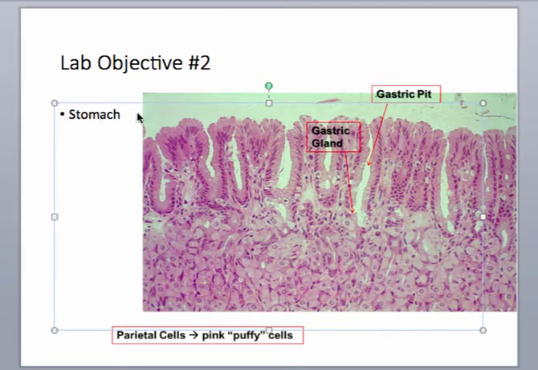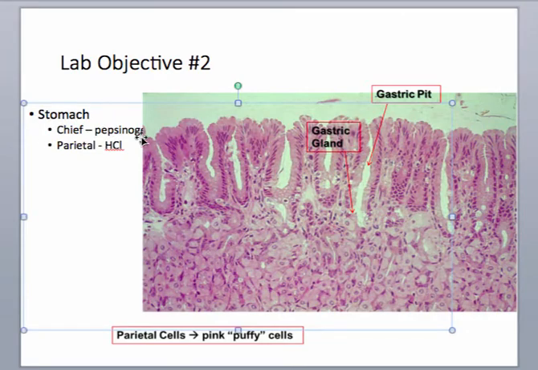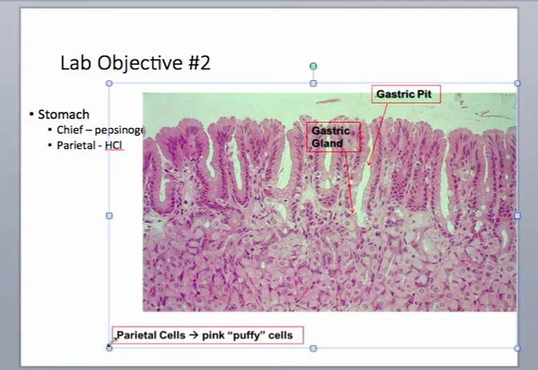The different cells that we see in the gastric glands, which are going to be at the end of the pits, we're going to have chief cells, which secrete pepsinogen, and parietal cells, which are going to secrete hydrochloric acid. What these are going to do is help to break down proteins.